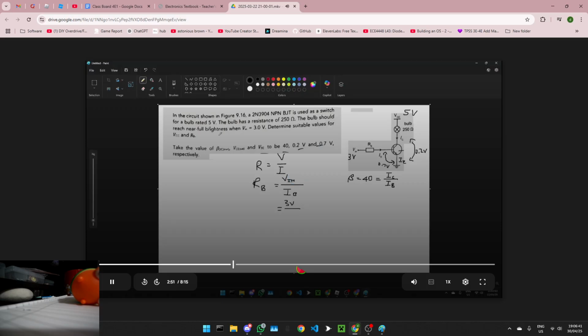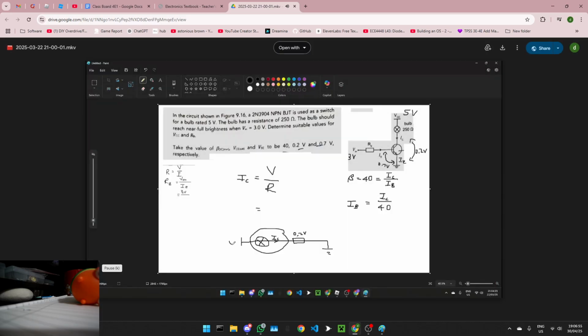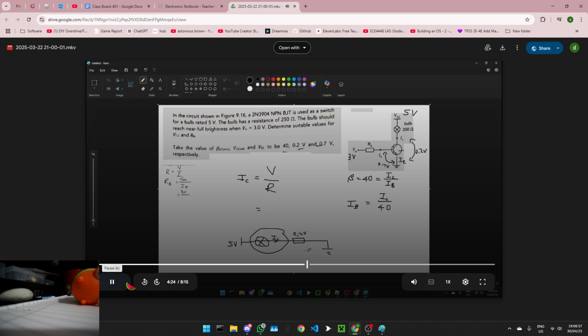So now we just need IB. Now knowing that, we want the voltage here. Since this is 5 volts and that is 0.2 volts, the remaining voltage will be 5 volts minus 0.2 volts.